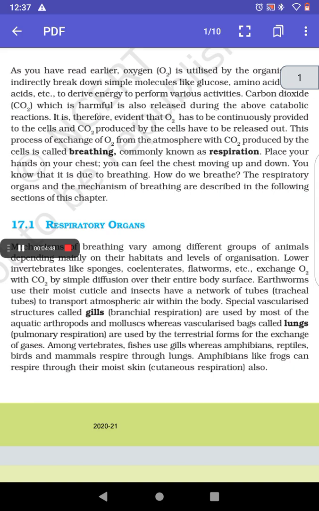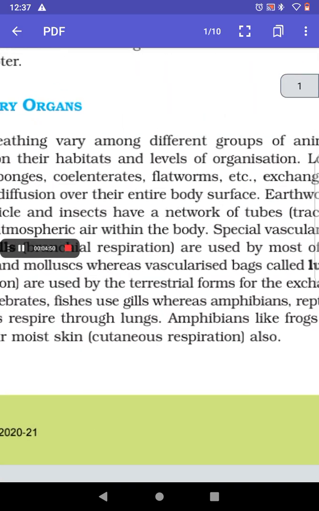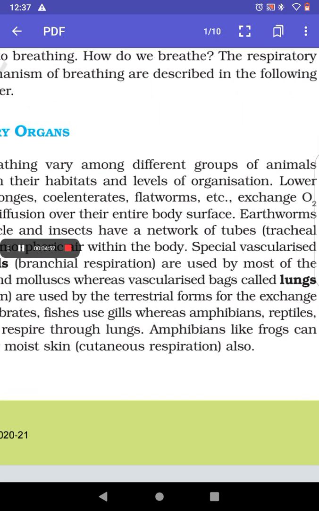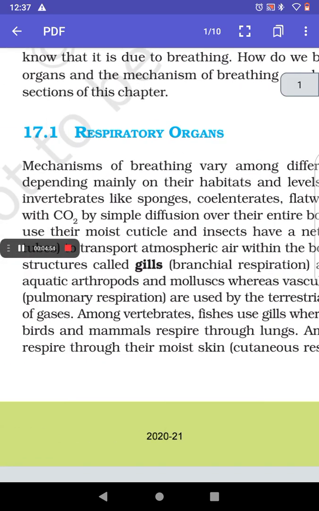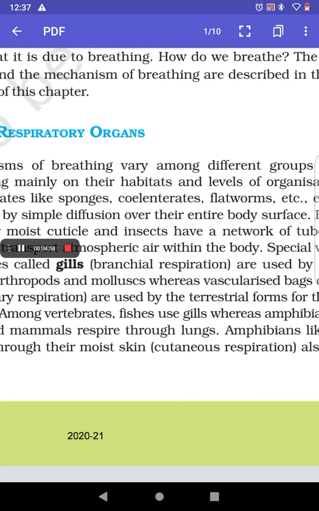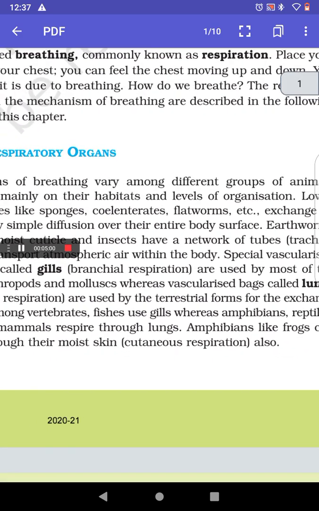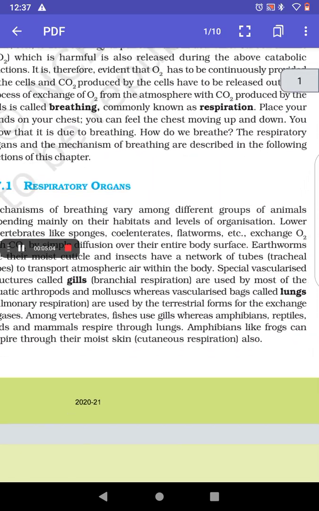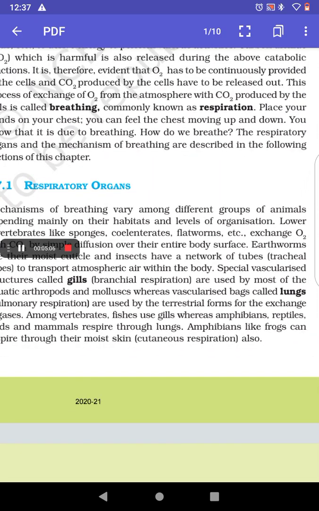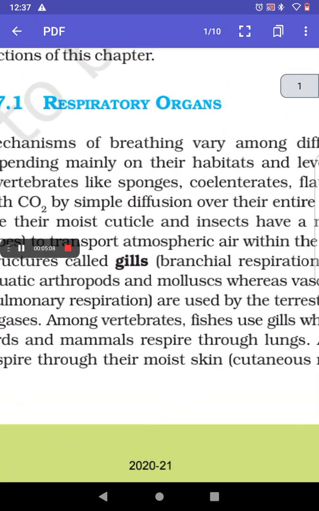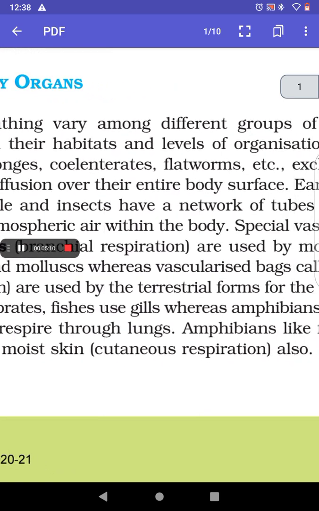And after that, in the last line you can see, amphibians like frogs can respire through their moist skin, which is called cutaneous respiration. This is also an important part of the NCERT chapter. The three types of respiration in animals are branchial respiration, which is through gills, pulmonary respiration, and cutaneous respiration. Okay, part 1 is finished now.